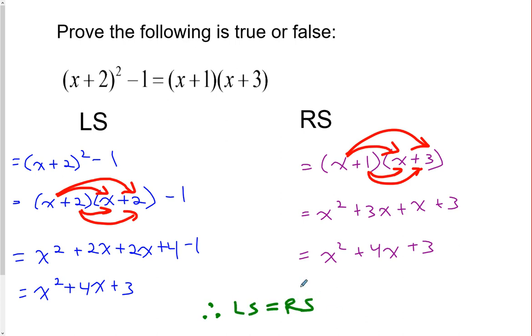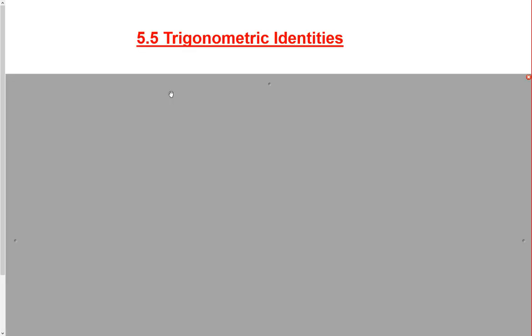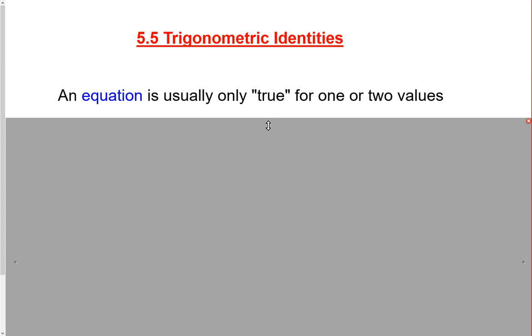And this is a proof that those things are true. This is actually called an identity, what we just did. So I'll explain to you how that works and what that means. We're now looking at trig identities. So an equation, you've seen equations before, a lot in grade 10 and some in grade 9.